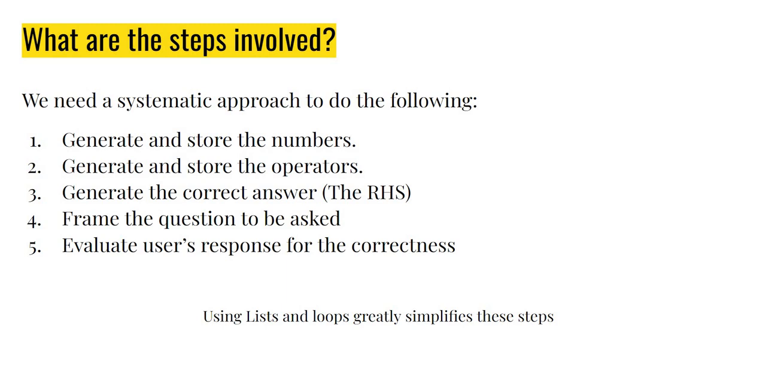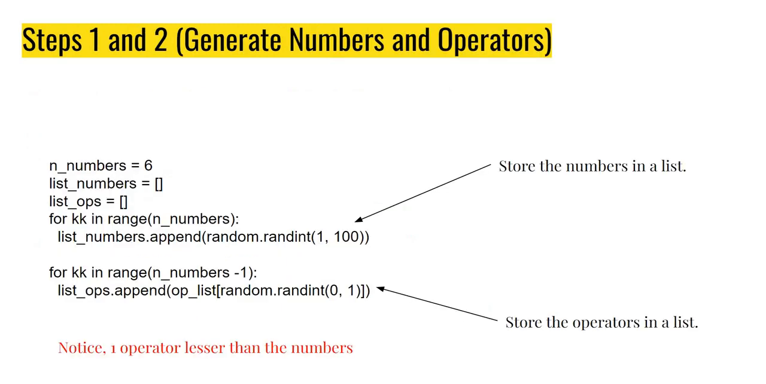Let's move through step by step. The first thing that I'm going to do is to store and generate these numbers and operators. So the way I do that is I'm going to randomly generate these numbers and operators. I define how many numbers I need, and I create 2 lists, list numbers and list ops, in which I keep appending random numbers and random operators. Notice here, I'm choosing operators from the op list, which I defined previously, and I'm picking only 0 and 1 because I want only addition and subtraction for now.